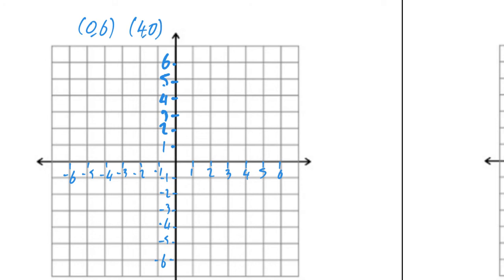So we just link those up. So (0, 6) is here, (4, 0) is here, and link those up using your ruler as best you can. Bear with me. And that is you. Okay, and that was your line, 2y plus 3x is equal to 12.